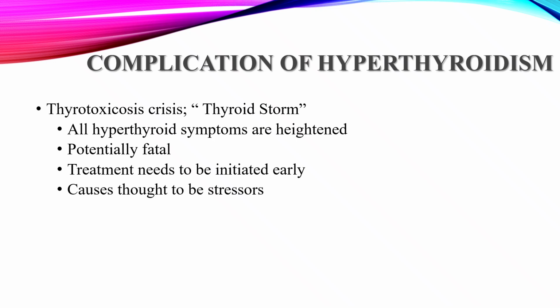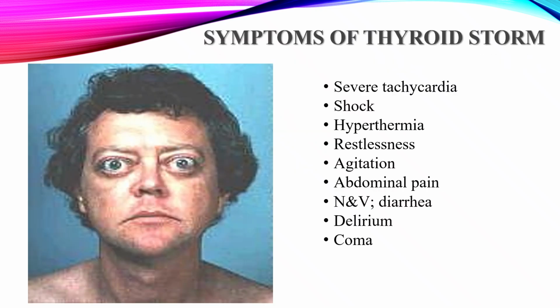Big complication of hyperthyroidism is something called the thyroid storm. So it is potentially fatal, and it is when all the hyperthyroid systems are heightened. It often comes from a lot of stressors. And as soon as we see this happening, we are going to start treating the patient. I've had patients with temperatures almost to 105, and it can come on quite rapidly.